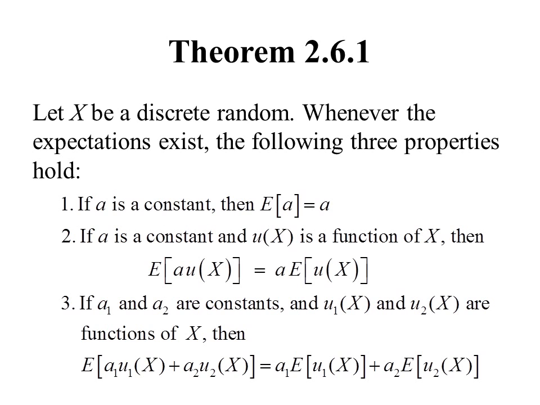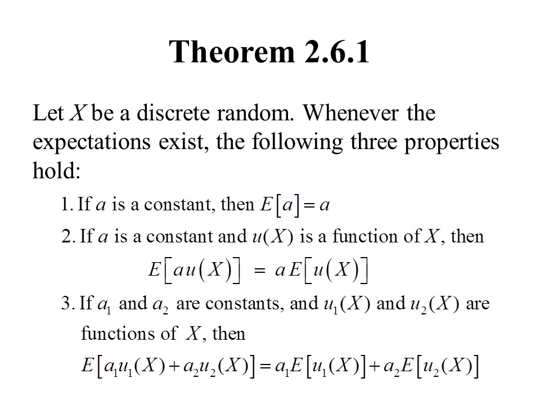Now let's list a few properties that this idea of mathematical expectation satisfies. And these properties are going to look somewhat similar to things we saw back in Calculus 1. So x is a discrete random variable. Whenever these expectations exist, the following three properties hold.